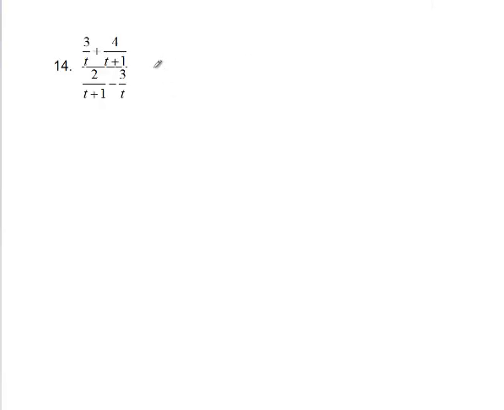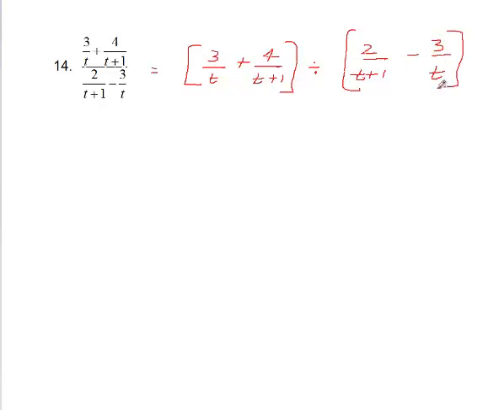And again, I'm going to start this similar to how I did in the last video. I like to work horizontally, so I'm just going to write this, put brackets around the total numerator, divided by 2 over t plus 1 minus 3 over t. Now again, you have to find the lowest common denominator.